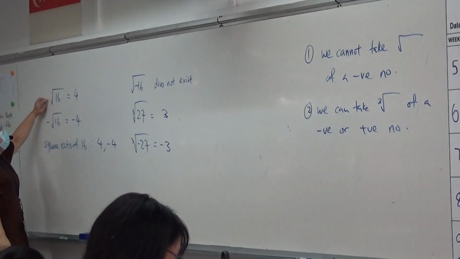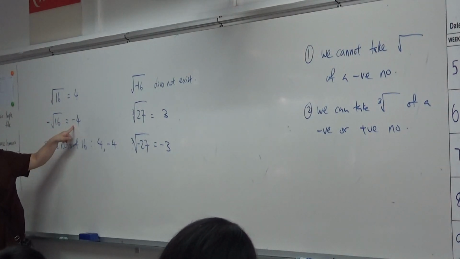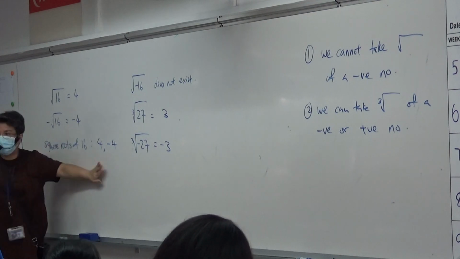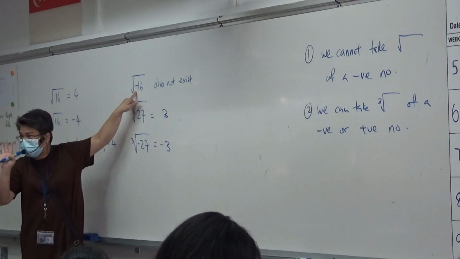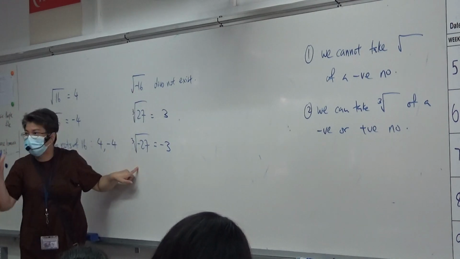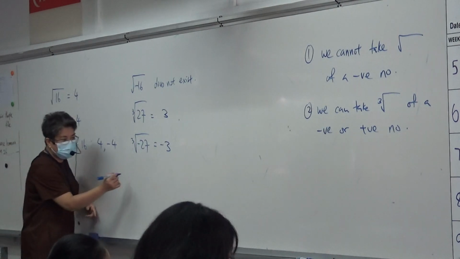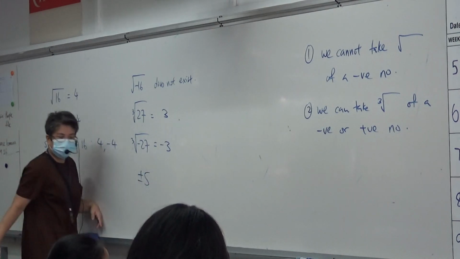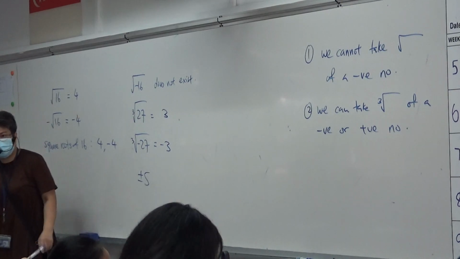Square root already positive, so it's like that. Negative outside we still can. Okay? Square root means both. But if negative inside, you cannot, for square root. But for cube root, can or not? Can. And there's only one answer. Understand? And then what is the meaning of this? Plus or minus 5. Understand?